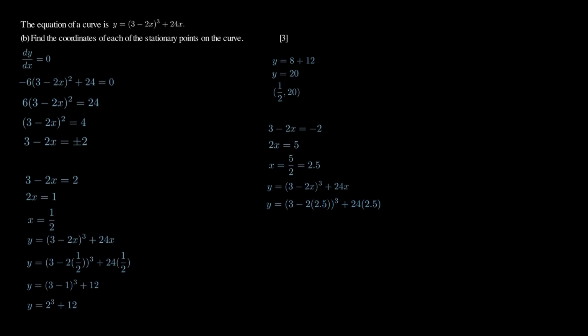If we just go through it and do all of the calculations, we're going to find that y would equal 52 at the end. So the next point is going to be 2.5 and 52. And that's going to be our second stationary point.